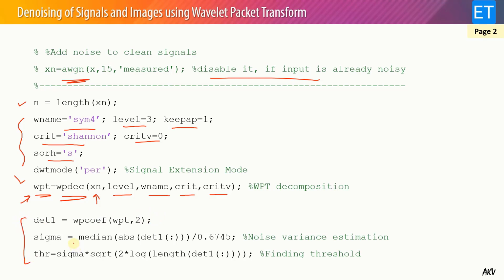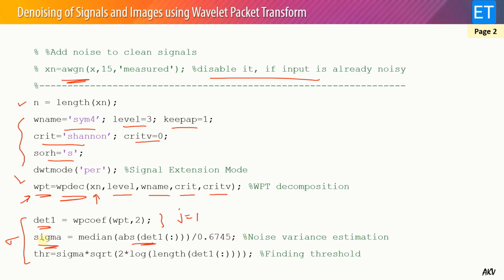So with these lines, I am finding the threshold using the median absolute deviation. First I will estimate the noise variance. I'm collecting all the wavelet packet coefficients which are detailed coefficients at level 1. Then I am finding the noise variance, that is sigma, with that median absolute deviation: the median of all these detailed coefficients divided by 0.6745. This formula I have already discussed in the previous slides.